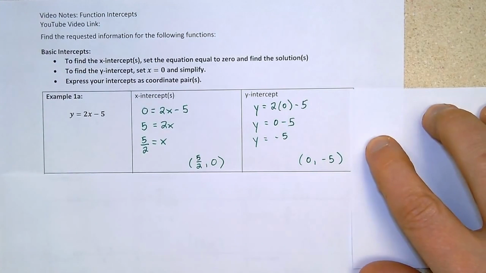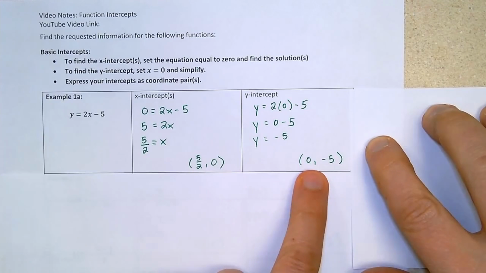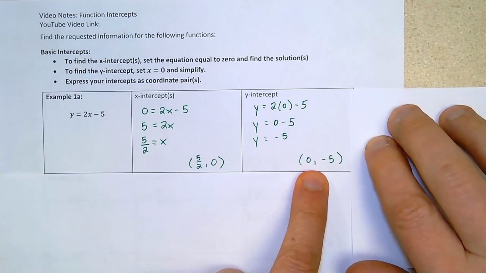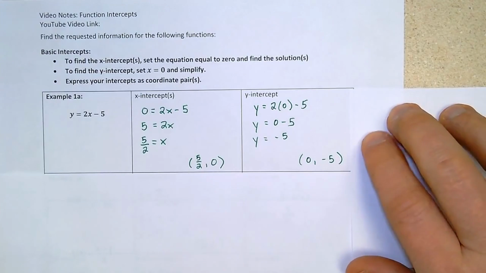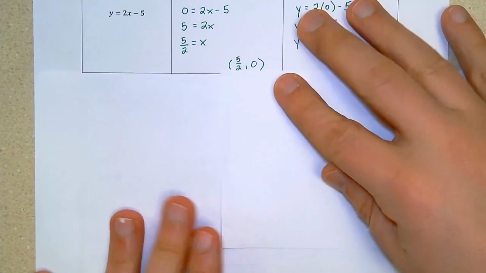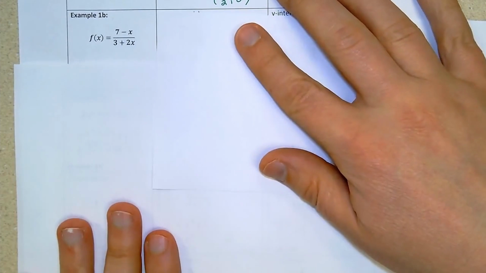So typically there is going to be one or more x-intercept and only one y-intercept, but we will see examples where these may not even exist. So let's look at example number 2. Example 2, or 1b I should say.